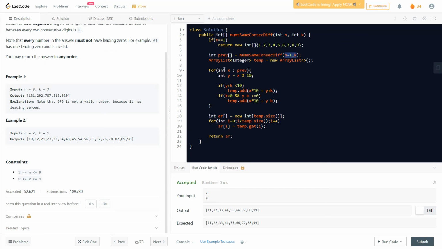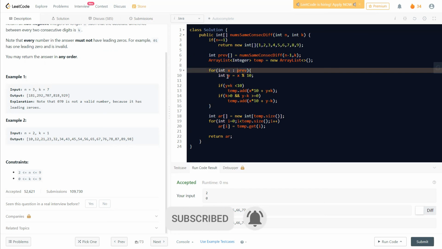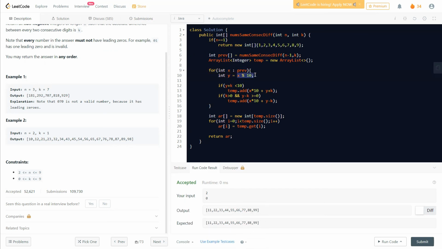Now, what we'll do, we took an array list called temp, and then for each x in our previous, as we are discussing, we took a y that will be x mod 10. So in the first case, when it is a single digit number in our previous, then this doesn't really matter. But when it is a 2 digit, 3 digit number in our previous, then this x mod 10 is actually returning the last digit available to us.